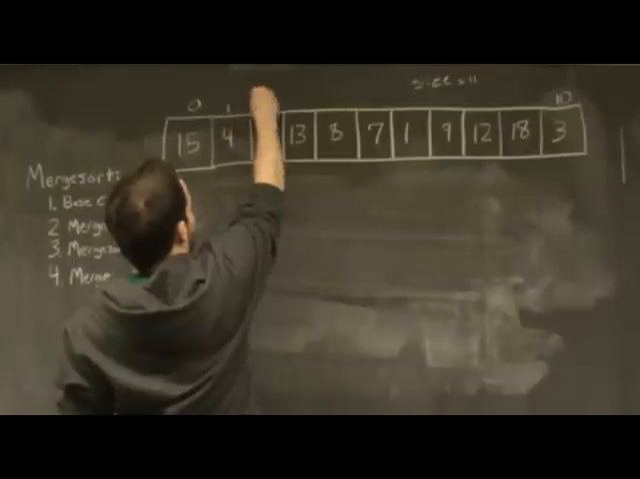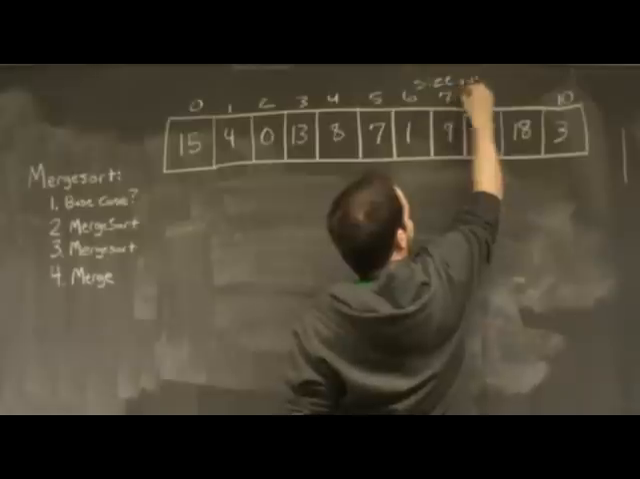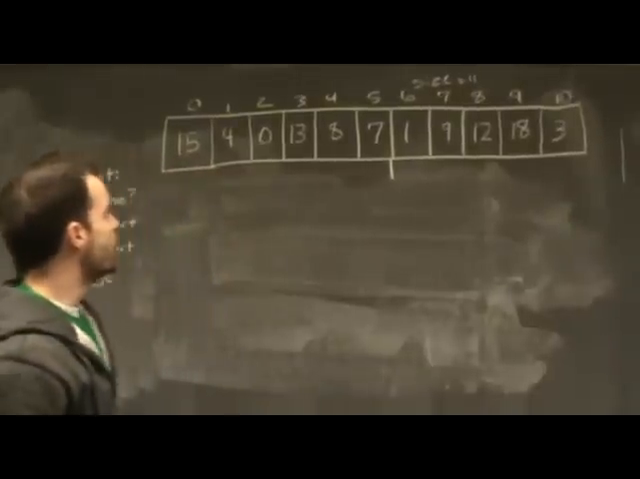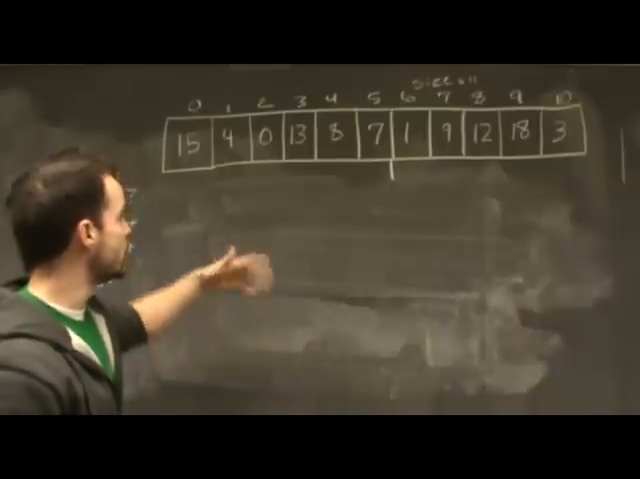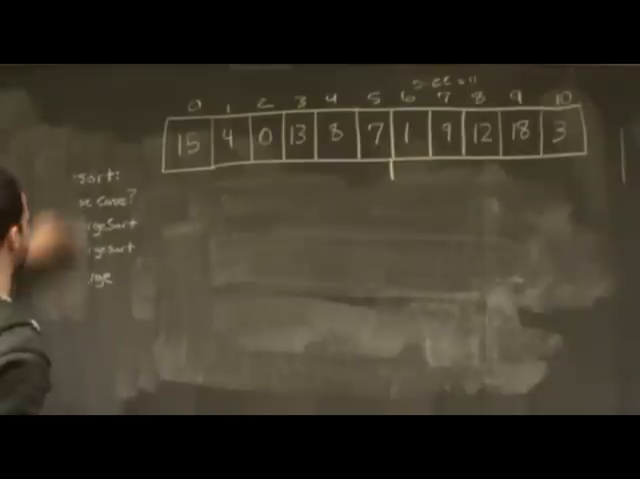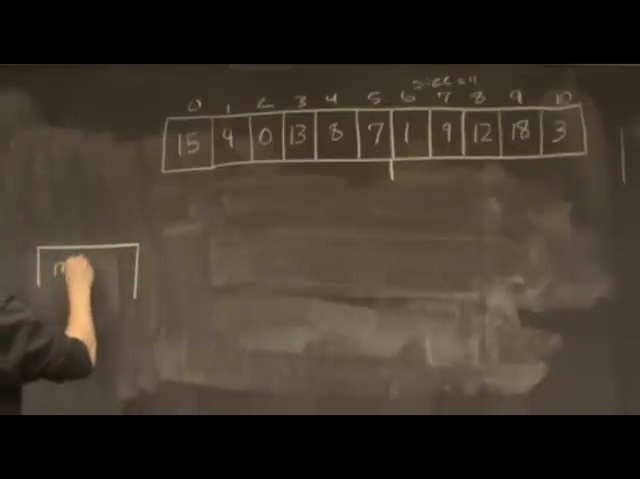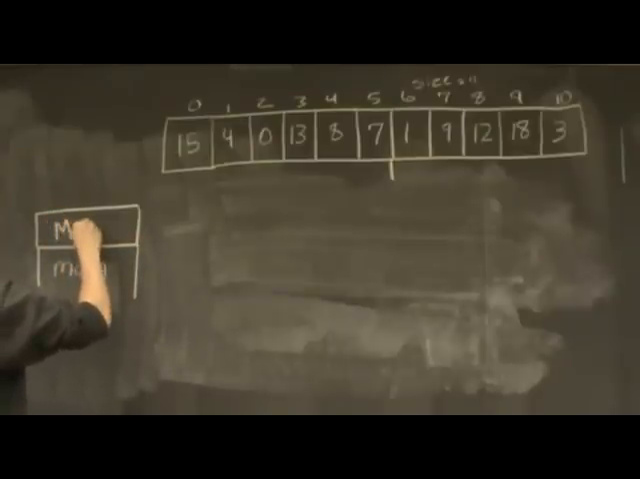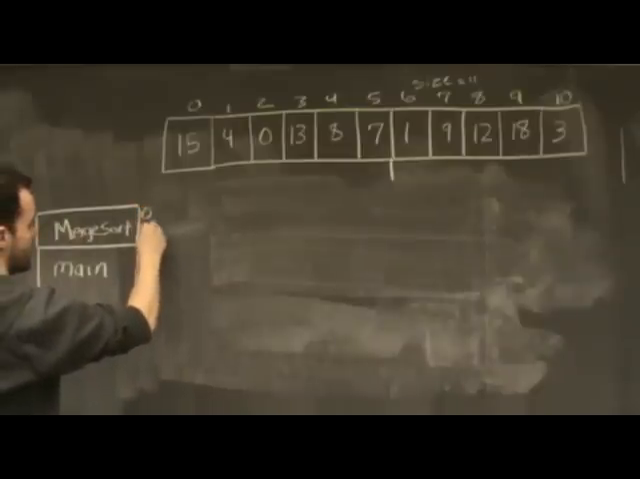So let me do this for ease. All right. So we'll divide here. Then we'll basically call merge sort on this subarray. So we pass it into a new recursive call. So I have my stack. I'm going to erase this completely so I can draw a nice little stack for us. So we have our stack here, main. Main calls our first merge sort, and then that has the entire bound 0 to 10.